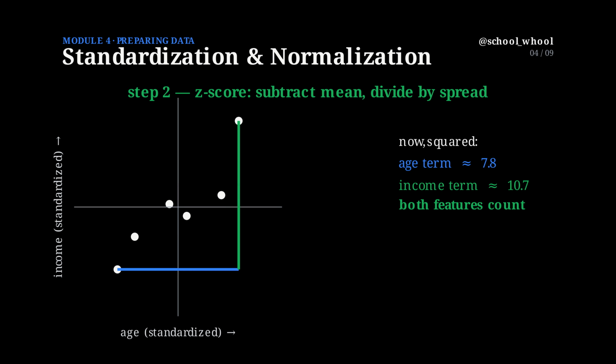Do that for both features, and watch the points slide into new positions. Every feature is reborn centered at 0, with a spread of 1. And here's the payoff. Measure the gap between our 2 customers again. Now the age term and the income term are about the same size. Both features finally count.